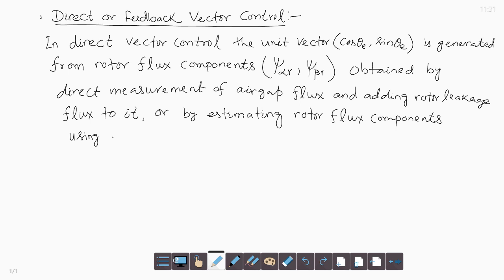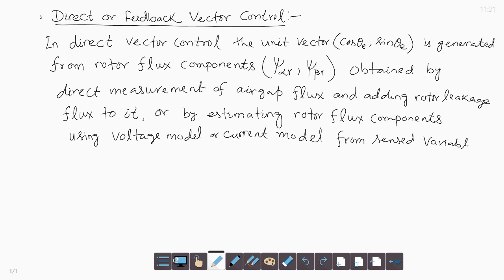using voltage model or current model from the sensed or measured variables like stator voltages, stator currents or speed.